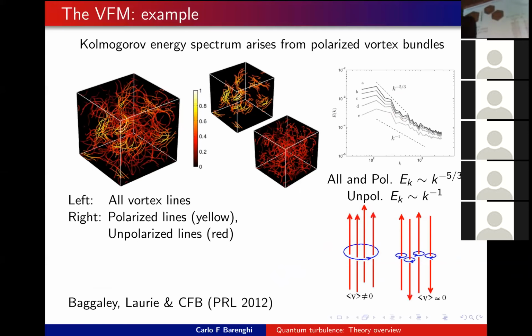If you remove the unpolarized lines, if you remove the random lines, you're left with the Kolmogorov spectrum. If you remove the polarized lines, you're left with a spectrum which is very different, which is essentially the Vinen kind of spectrum of the previous pictures. So that essentially explains why we have the Kolmogorov spectrum.